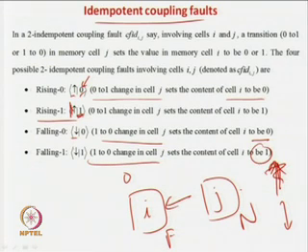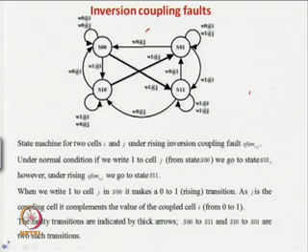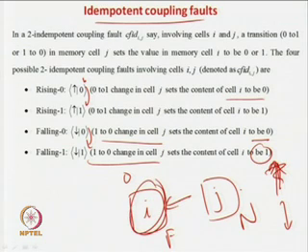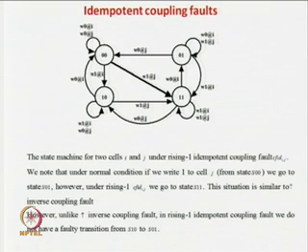So in the other case, we had a transition. That was about the inversion coupling fault. If there is a rise here, there is a flip. If there is a rise here, there is a flip. Okay, and in the case of idempotent, it is slightly different. Even if there is a rise or a fall, the coupled cell will either be stuck at 0 or stuck at 1 by default. So there is a slight difference in this. You see, this is the idempotent coupling fault example.